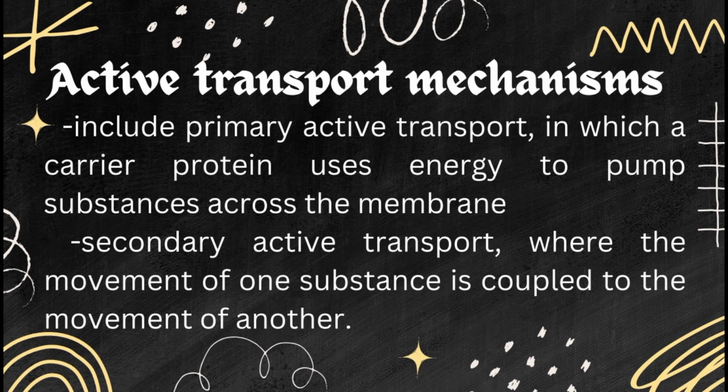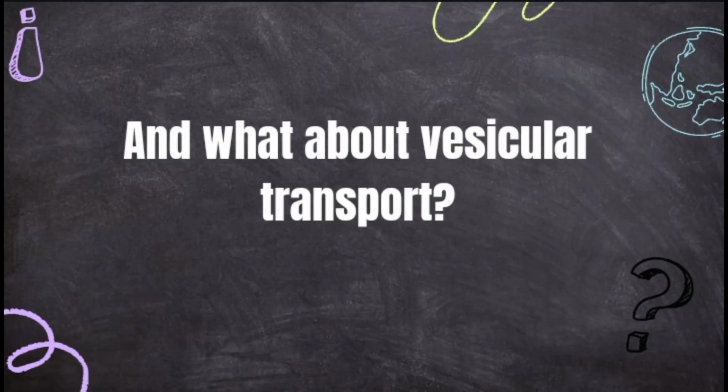Active transport mechanisms include primary active transport, in which a carrier protein uses energy to pump substances across the membrane, and secondary active transport, where the movement of one substance is coupled to the movement of another. And what about vesicular transport?